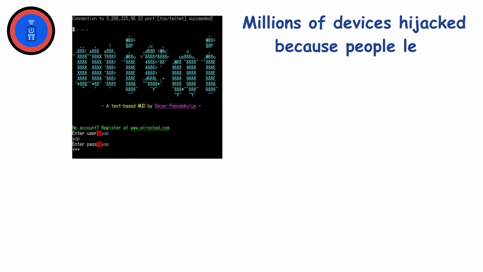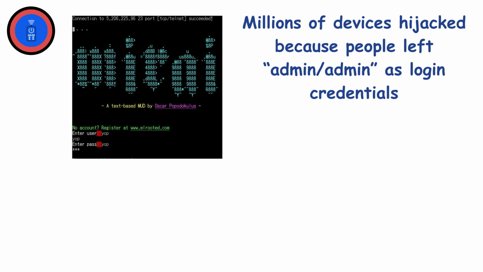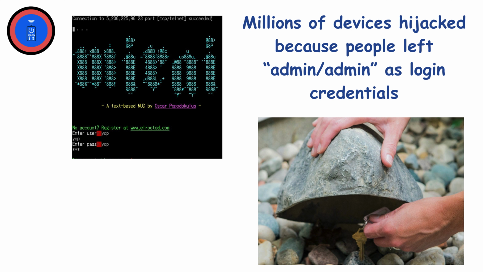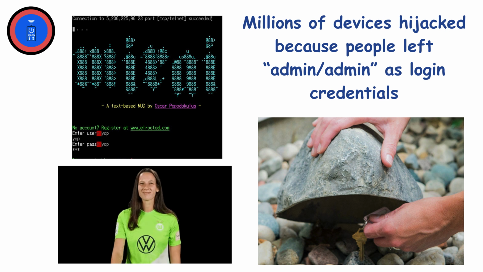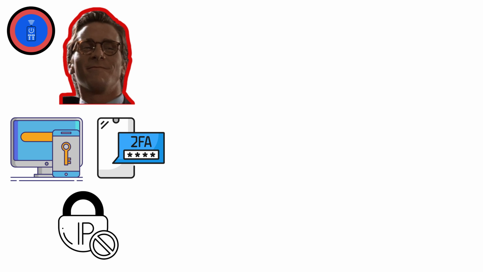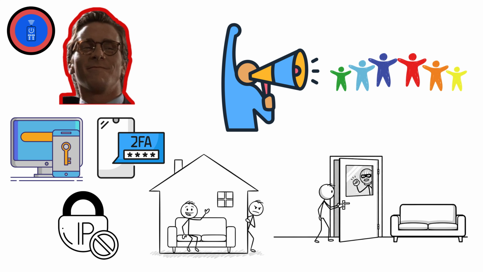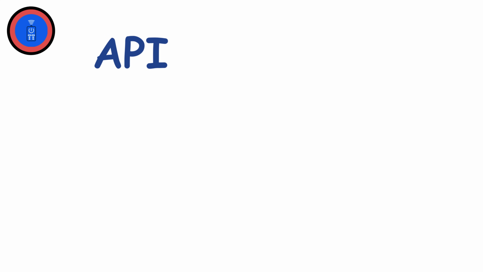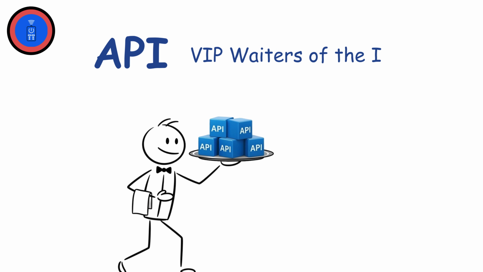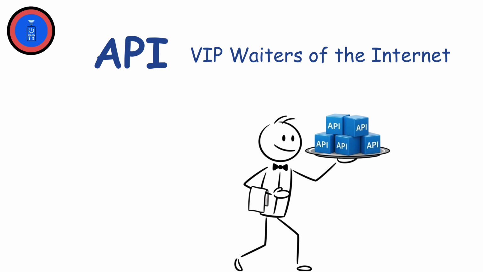Remember the Mirai botnet? Millions of devices hijacked because people left admin/admin as login credentials, basically leaving the front door key under a fake rock with a neon sign saying, come on in. Defenders rely on key-based authentication, MFA, IP restrictions, and monitoring. But the best protection is still awareness. If your network is your home, don't let strangers on the couch. Up next, APIs. The VIP waiters of the internet who carry your data on silver platters.